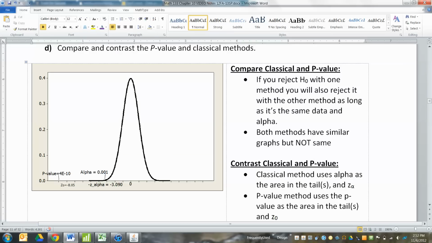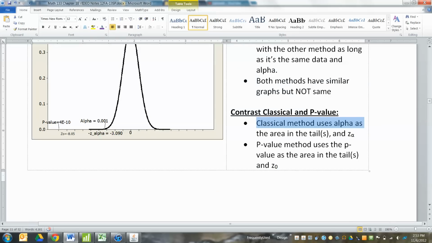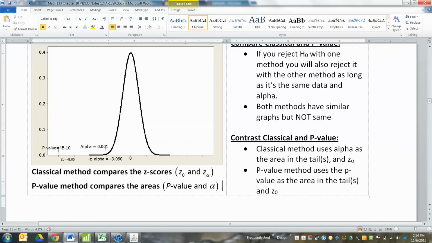Okay, the classical method compares the z-scores. The classical method looks at 8.05 and 3.09. And that's what I wrote. Oh, at least I should have written. Uses alpha. Hold on one second. There we go. The classical method compares the two z-scores. Is this z0 farther away than z alpha from the center? Right, that's the classical method.